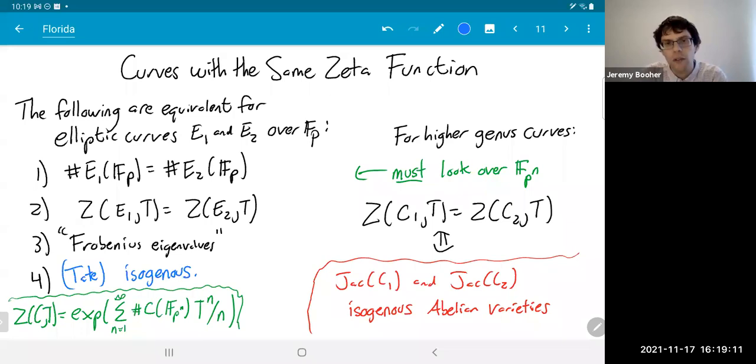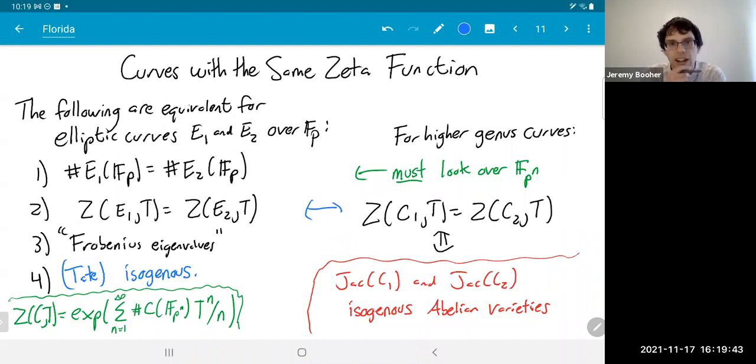Now, for higher genus curves, the second perspective, looking at zeta functions, is really the way to go. You don't want to just look at the number of points on the curve. You'd have to really look at points over extensions as well. So it's better just to focus on the zeta function. And you can reformulate this in terms of Frobenius eigenvalues and geometrically, but that's not something I'm going to focus on. If you know what a Jacobian is, here's an equivalent condition in red, but I don't expect you to know that.